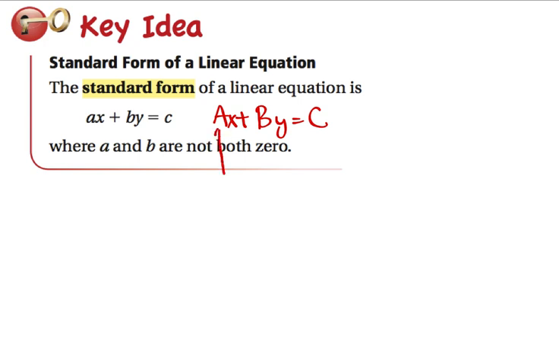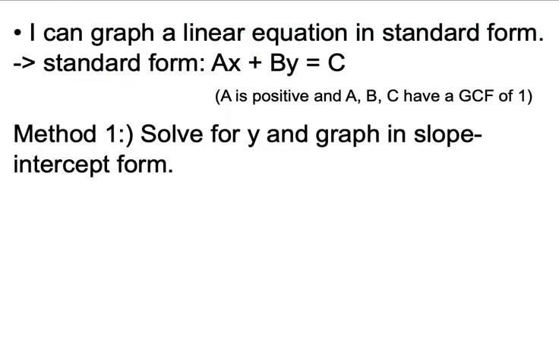Generally speaking, this first term starts with a positive number, and a, b, and c have a greatest common factor of 1, and that puts it in standard form. At this point in 8th grade, we don't have to solve things into standard form. It's just kind of what it looks like. Some of the examples we will do are not actually in standard form, but we can still use these methods.